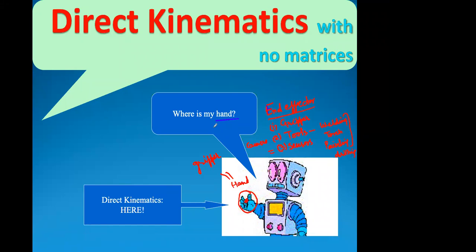So where is my hand means where the robot end effector is. When the robot asks this question to himself, that is called direct kinematics. So we have to find the direct kinematics. This is the application. Where do we have to apply direct kinematics? So let us talk about direct kinematics.